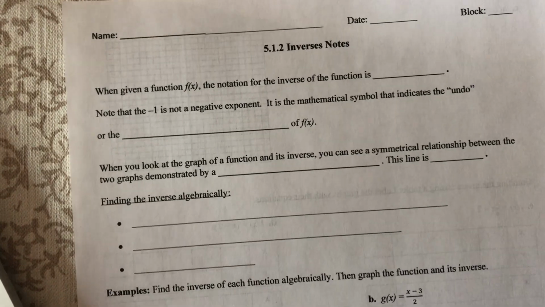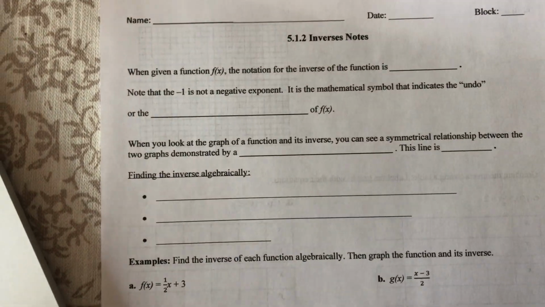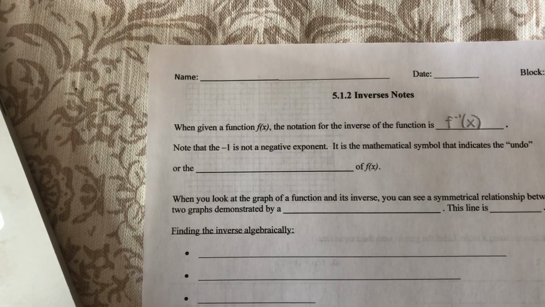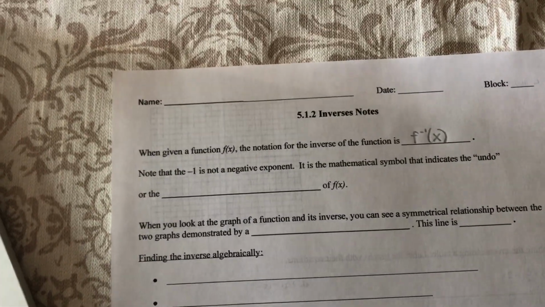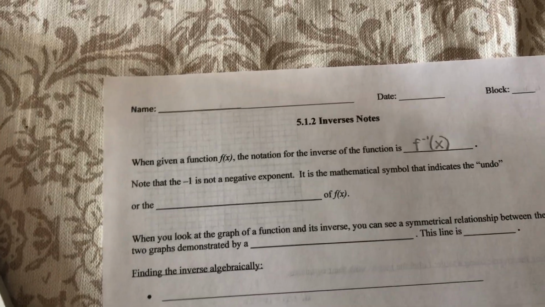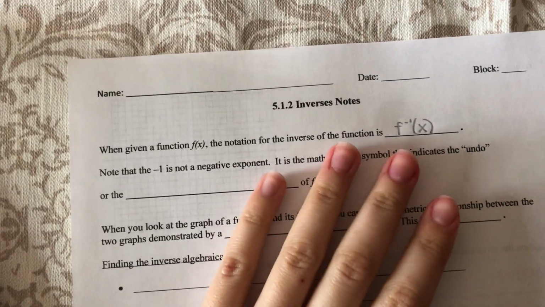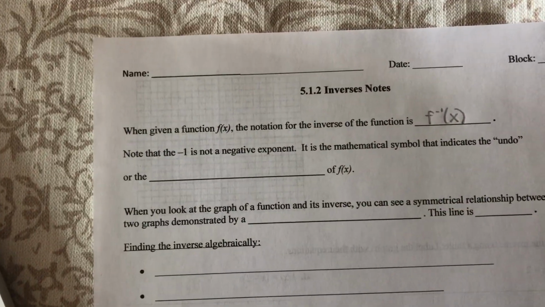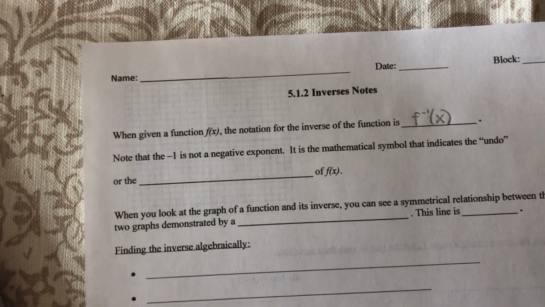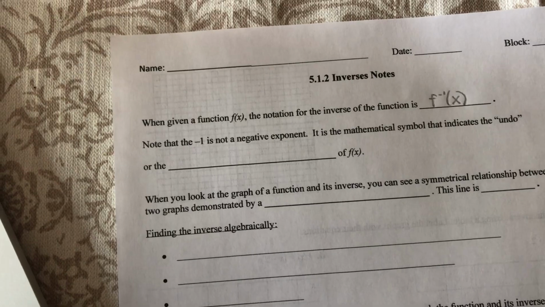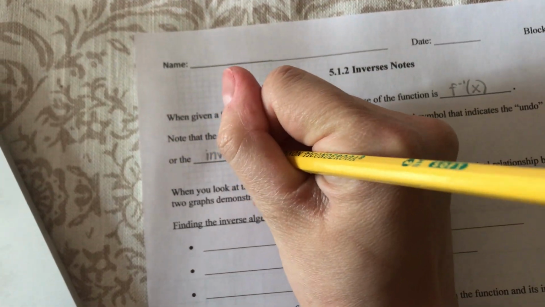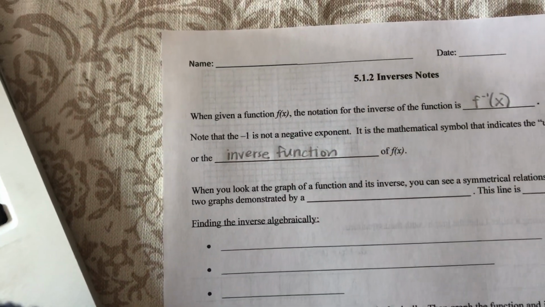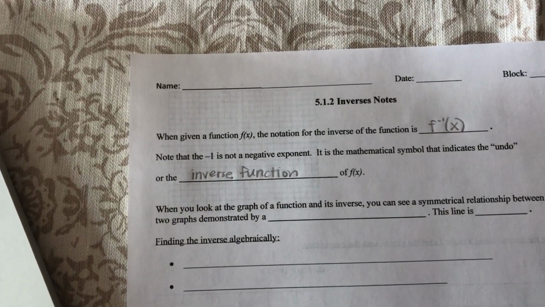So when given a function f of x, the notation for the inverse of the function is f to the negative 1 of x. So if you're given a function called g or h or z or whatever, you're going to write g to the negative 1 of x, or h to the negative 1 of x, or z to the negative 1 of x. This negative 1 is just notation that you have found the backwards function that undoes. Note that the negative 1 is not a negative exponent. It is the mathematical symbol that indicates the undo or the inverse function of f of x.